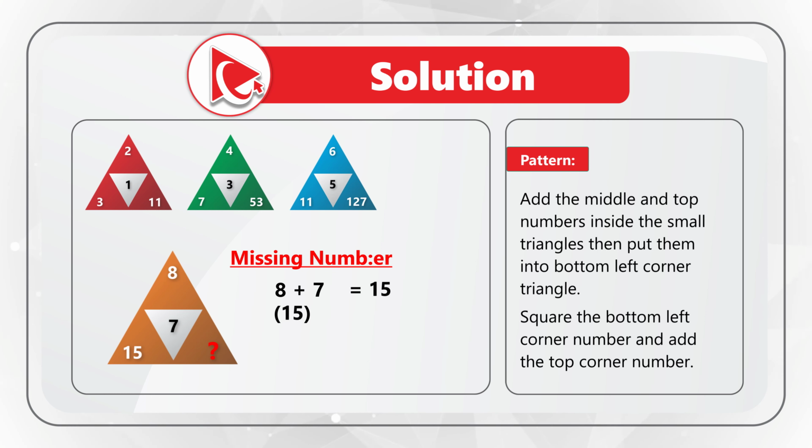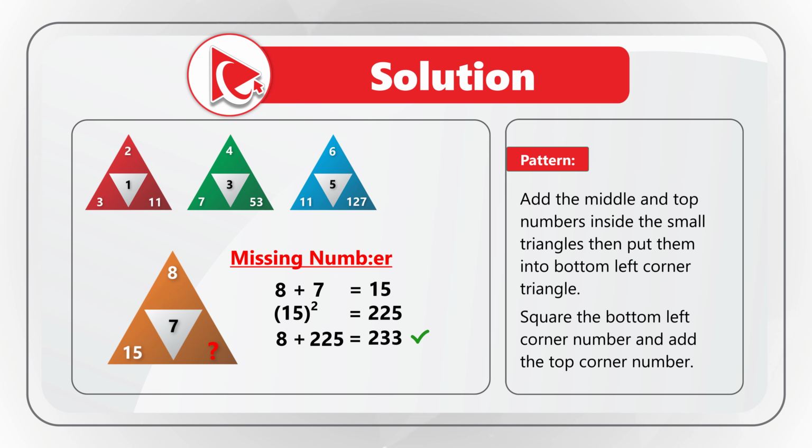15 squared equals 225. And then based on this information, to find the missing number, we need to add 8, which is the number at the top of the triangle, plus 225, which is the calculated number. So the final number will be 233.